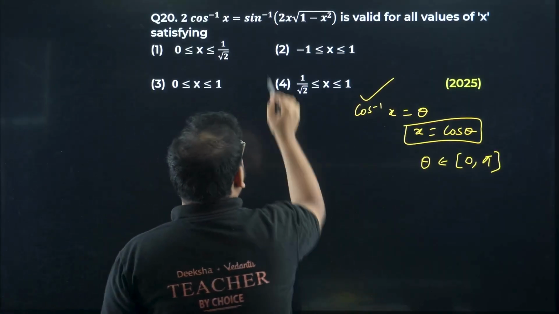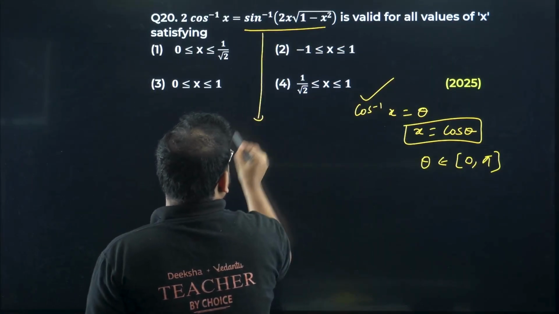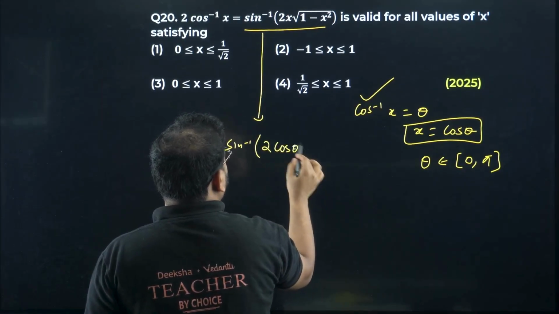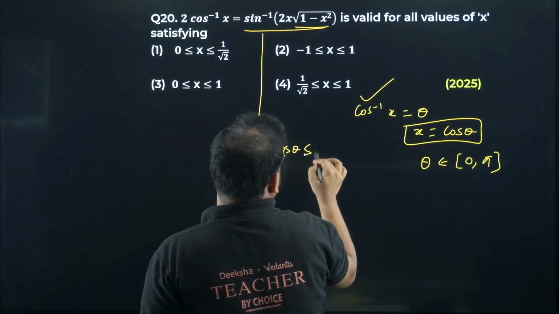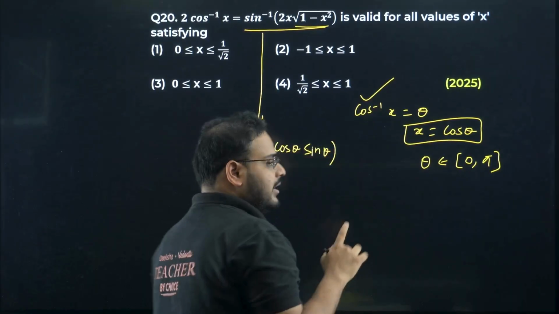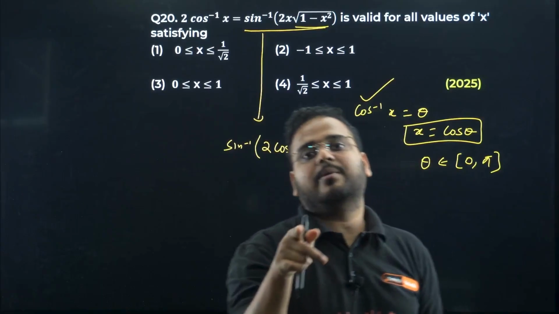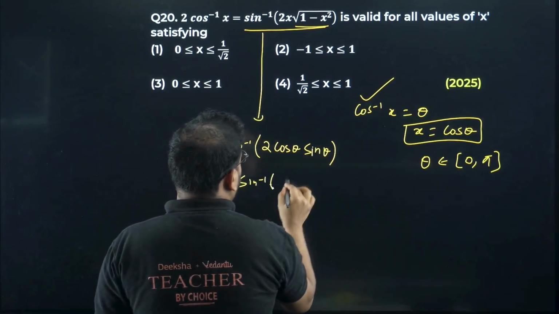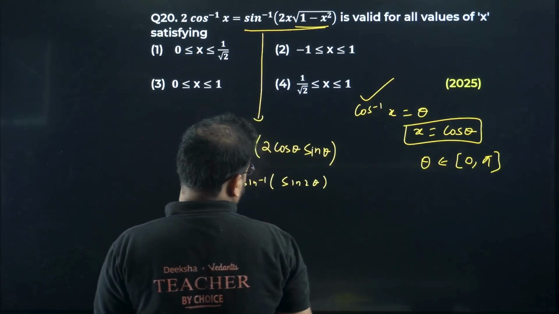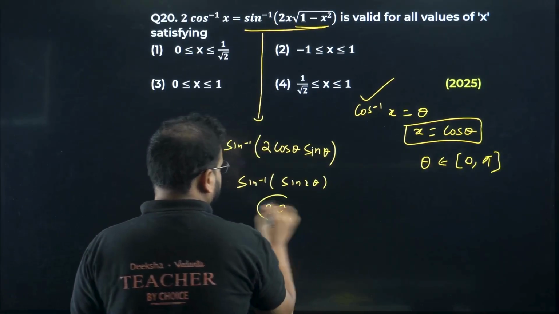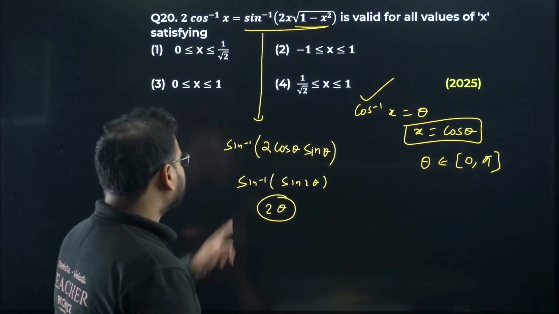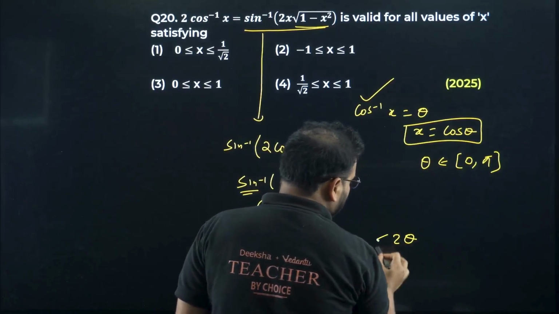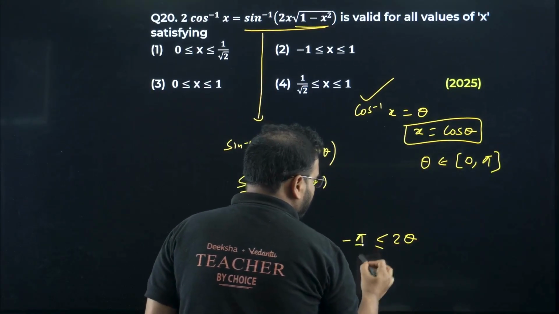Next, we'll apply over here, this side. So we'll have sine inverse of 2 cos theta times this, which will become simply sine theta. Remember, if x is cos theta, then root of 1 minus x square will become sine theta, right? Okay. So I get here sine inverse of sine 2 theta. From here I get what? Simply 2 theta. Understand this very clearly. This is operating on sine inverse, right? So my output for this will be how much? Minus pi by 2 to pi by 2.